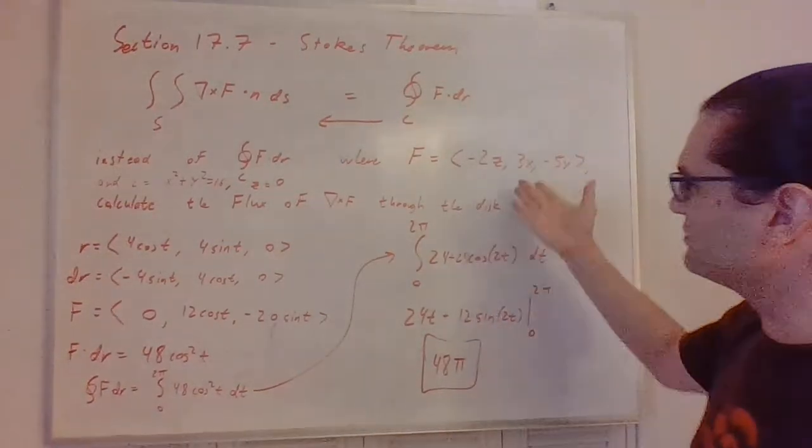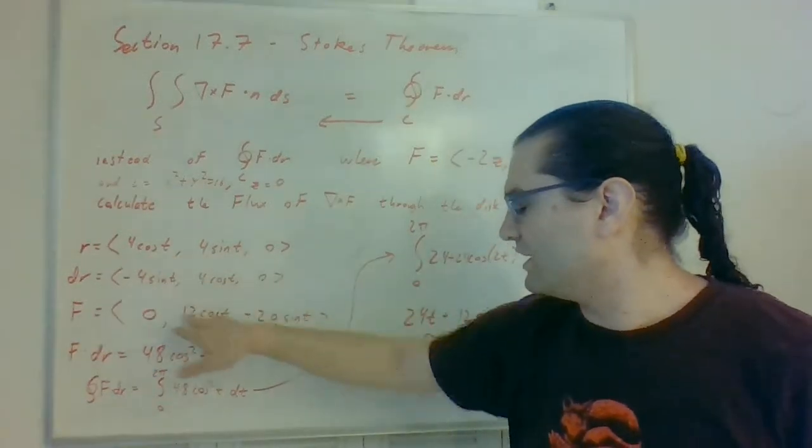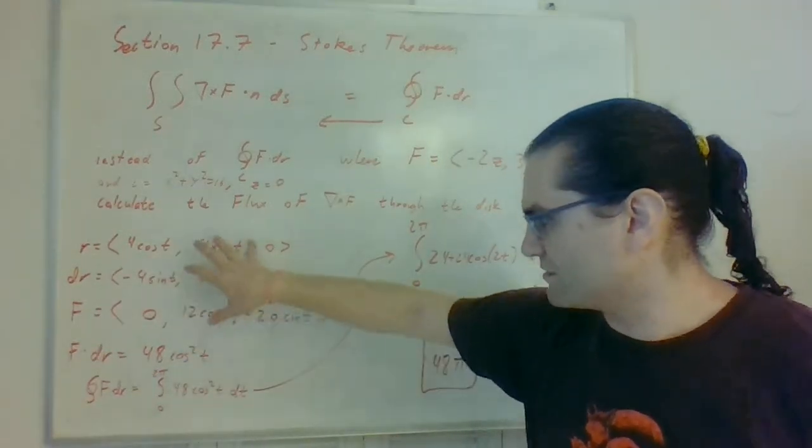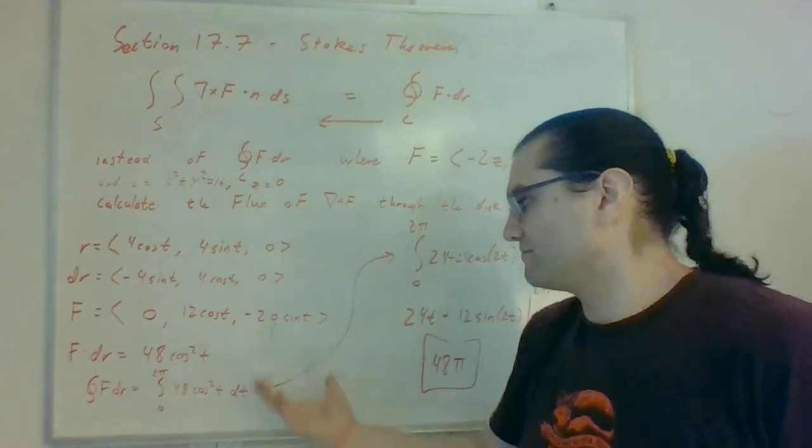So line integral, not terrible. There's a lot of moving parts in here. Lots of sines, lots of cosines. We get cosine squareds. It's all right.